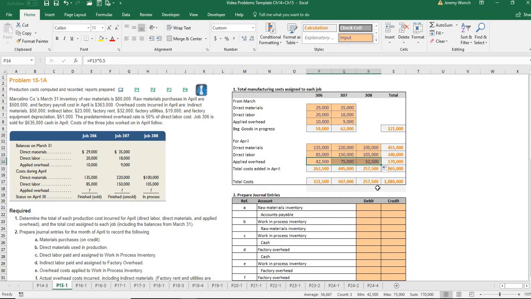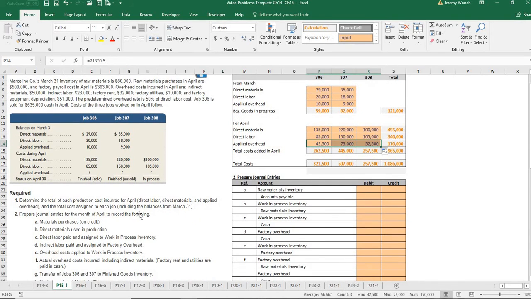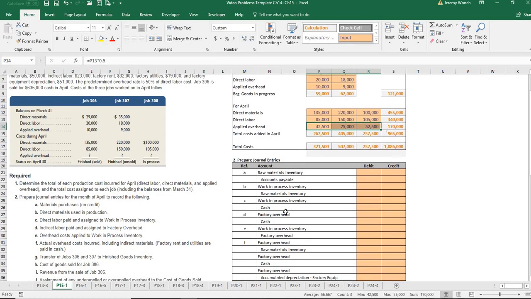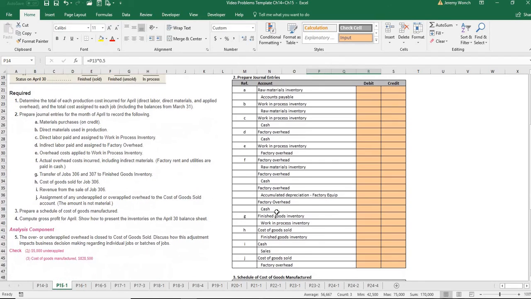All right, so the next one wants us to prepare journal entries for the month to record all these transactions. So let's go down here. And so we have our transactions. We have A through J. I already labeled those, and I went ahead and already labeled our accounts, just so we can make it a little bit quicker here.